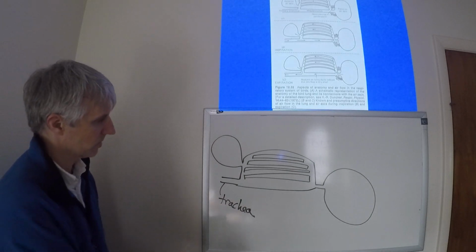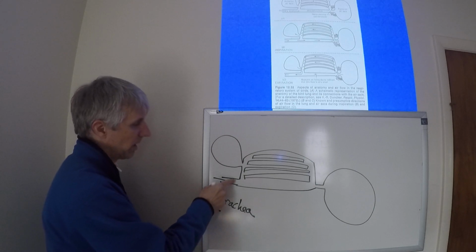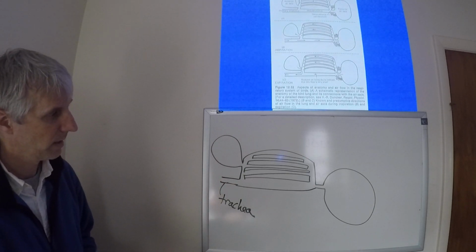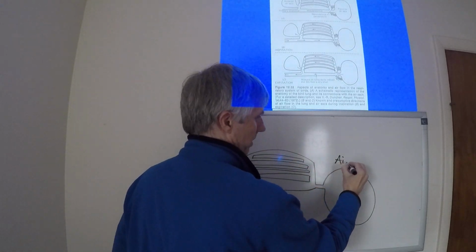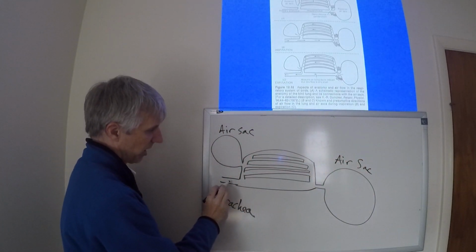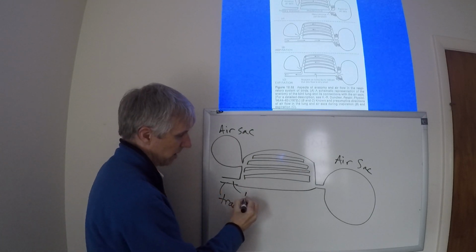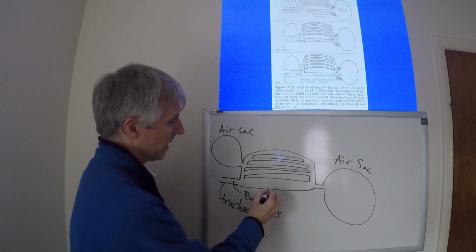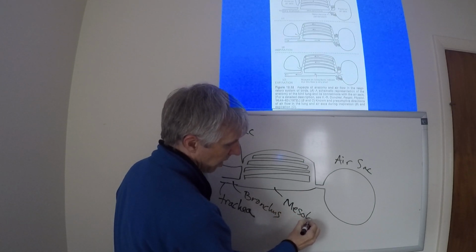Okay. So that's the trachea. That's where the air is going to come in when we inhale and where it's going to go out when we exhale. Okay. Air sacs here. And then let's label some of this stuff. The trachea eventually is going to start to branch into a bronchus. And then here, this is referred to as the mesobronchus.